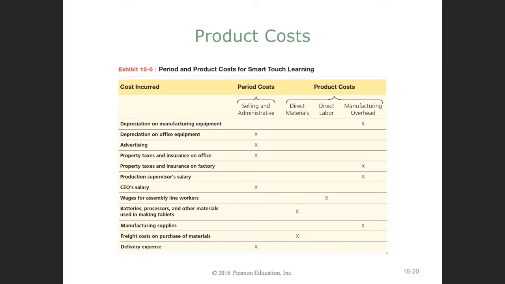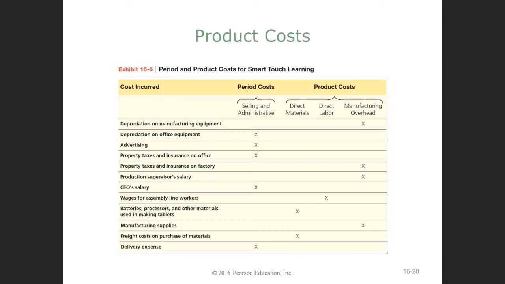Smart Touch Learning is a tablet company, so Smart Touch Learning creates tablets. For direct materials for creating their tablets, a tablet needs a battery, a processor, and other materials that may be used to create a tablet. So those are all direct materials. If there is a freight cost on purchasing the materials used to create the tablets, that freight cost to get those materials to put the tablets together is also going to go into our direct materials account.